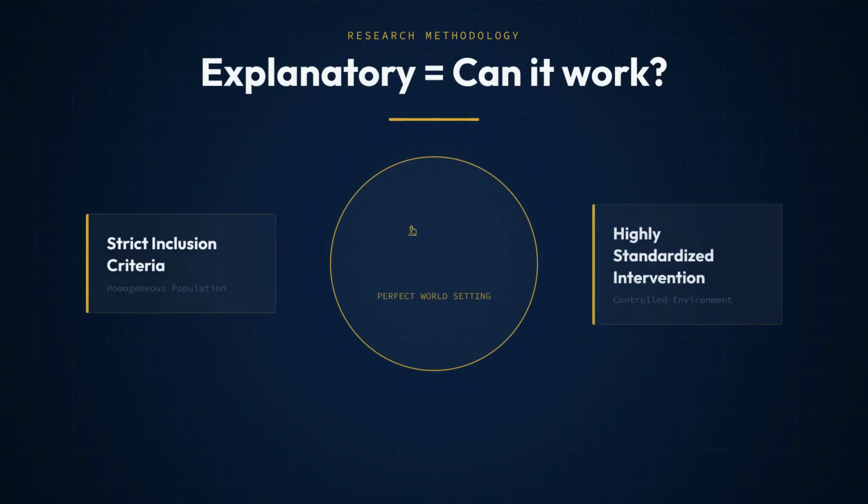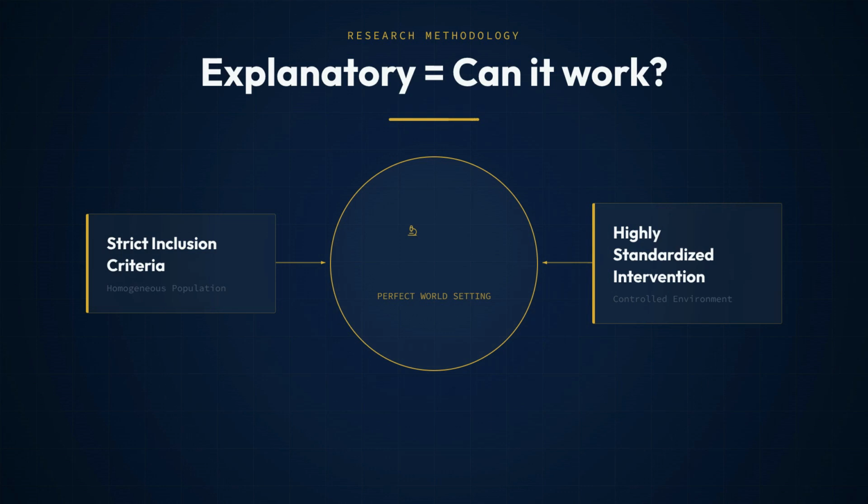The core question here is, can this intervention work under ideal circumstances? To answer this, researchers try to remove as much noise as possible. They use strict inclusion and exclusion criteria to ensure a homogeneous group of participants, usually those who are most likely to respond and have no other health complications. The setting is often a specialized research center with highly trained staff and near-perfect adherence. The intuition here is purity. We want to isolate the biological effect of the treatment itself.